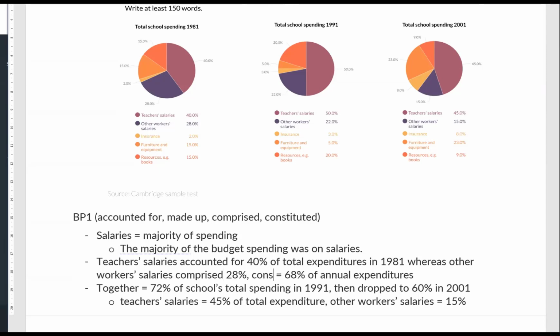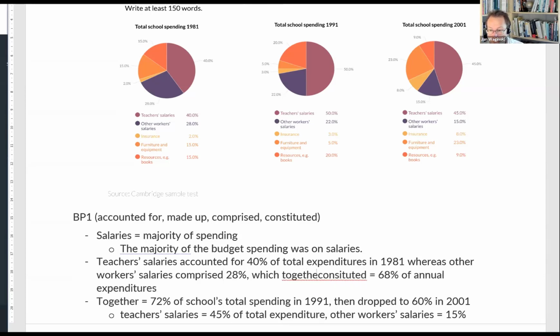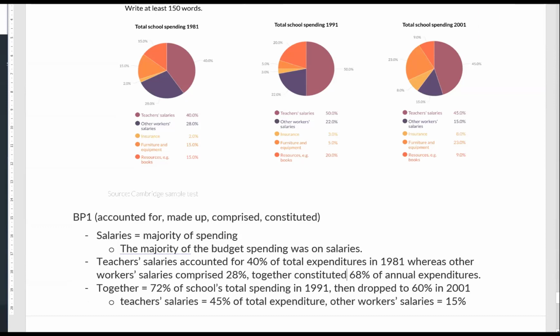Okay. We could say which together constituted the 68% of the annual expenditure. Good. So here, missing the T. Teacher salaries account for 40% of total expenditures, whereas other worker salaries comprise 20%, which together constituted 68%. So this is a good opportunity to get rid of this. Together constituted, yeah. Together constituting, yeah. Right? And you can leave this at the beginning.